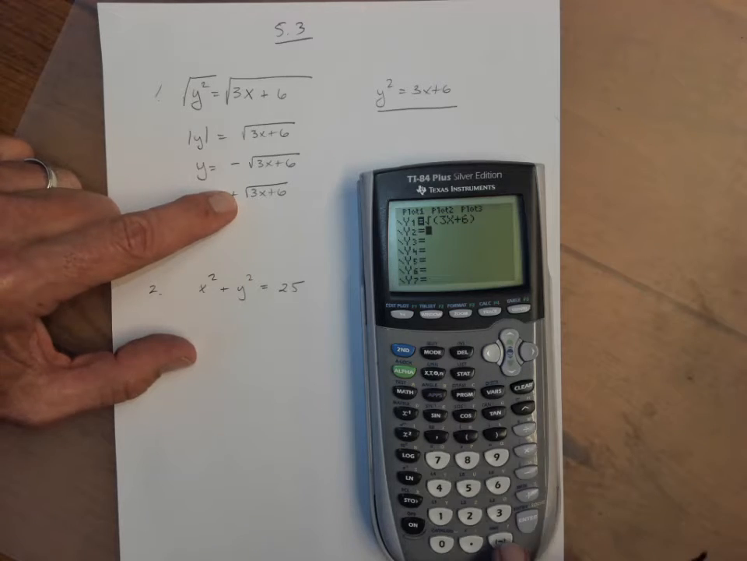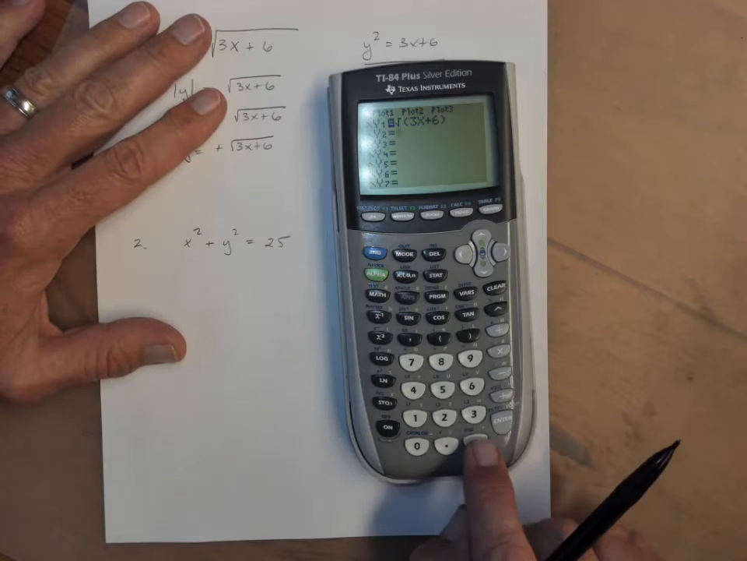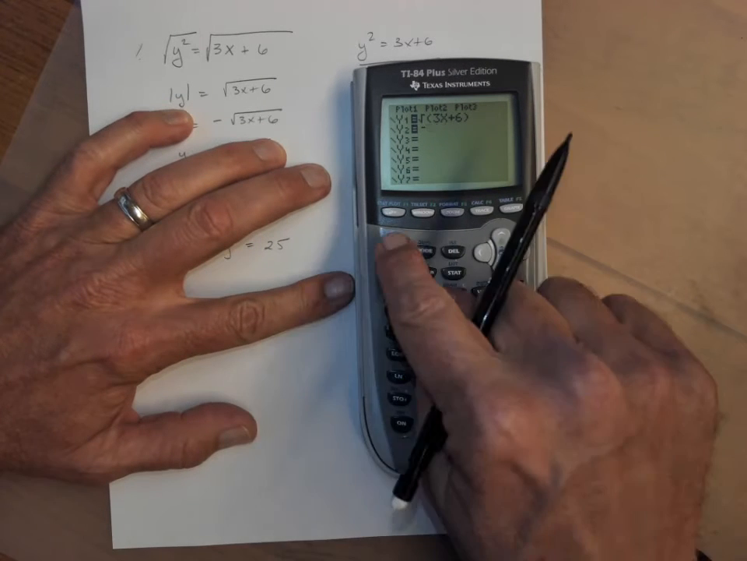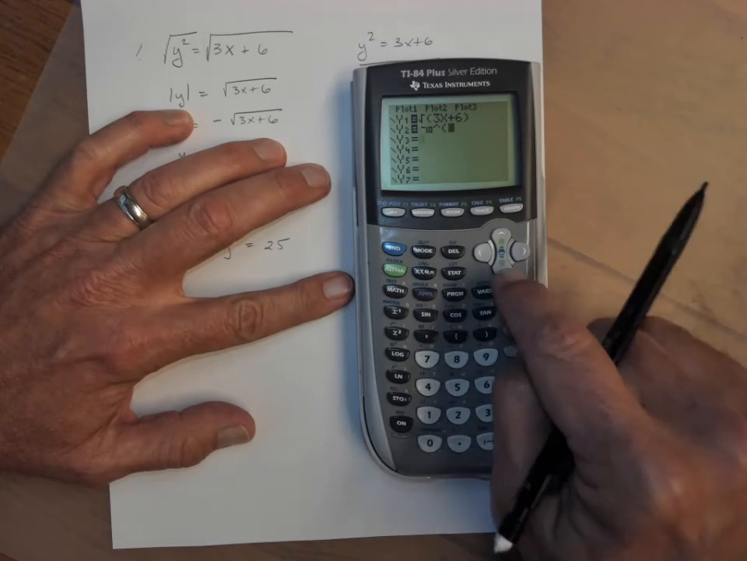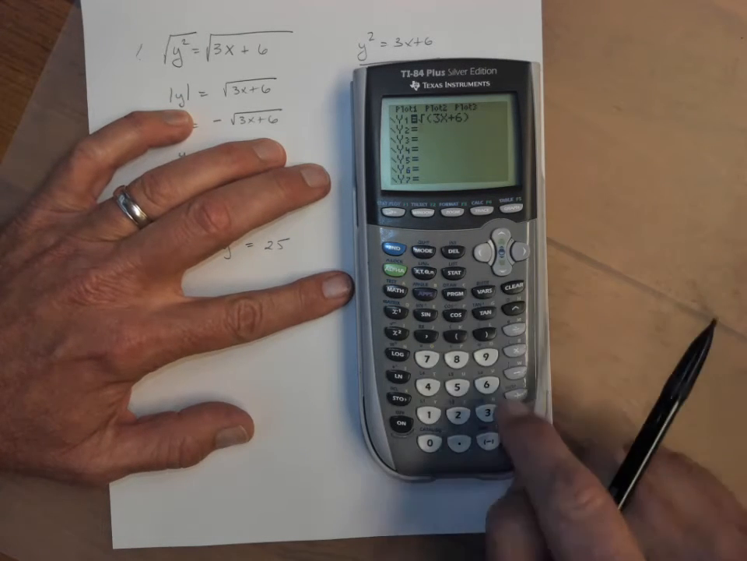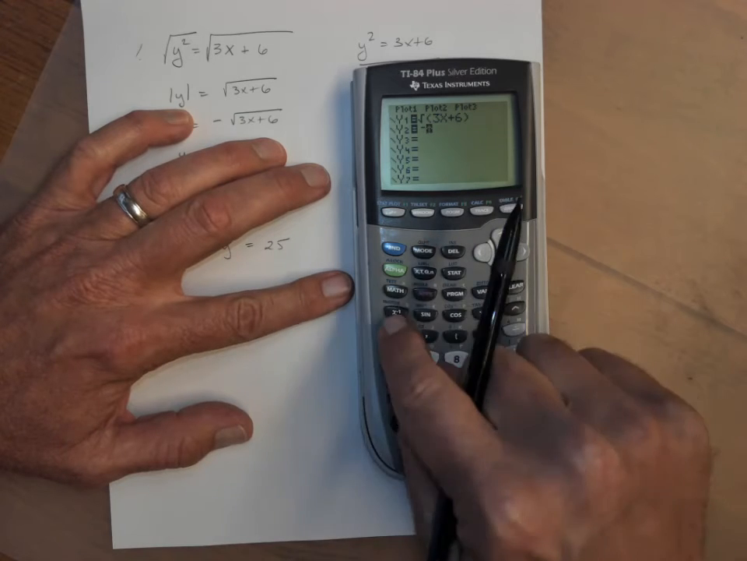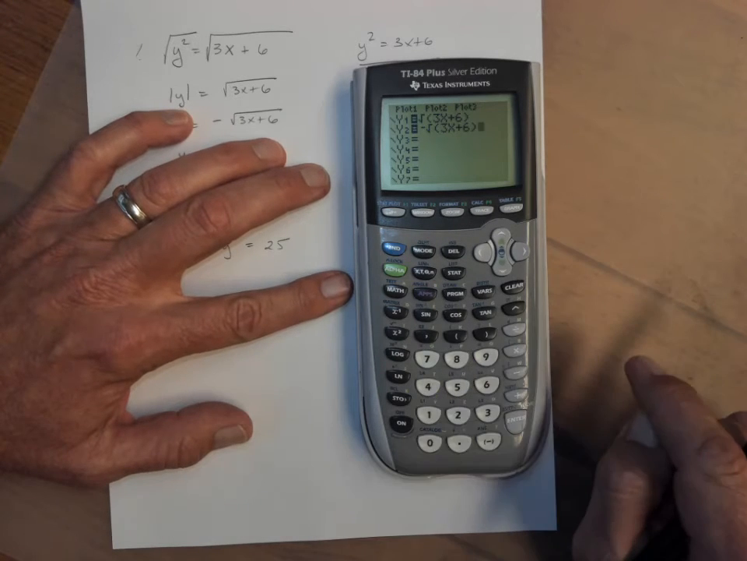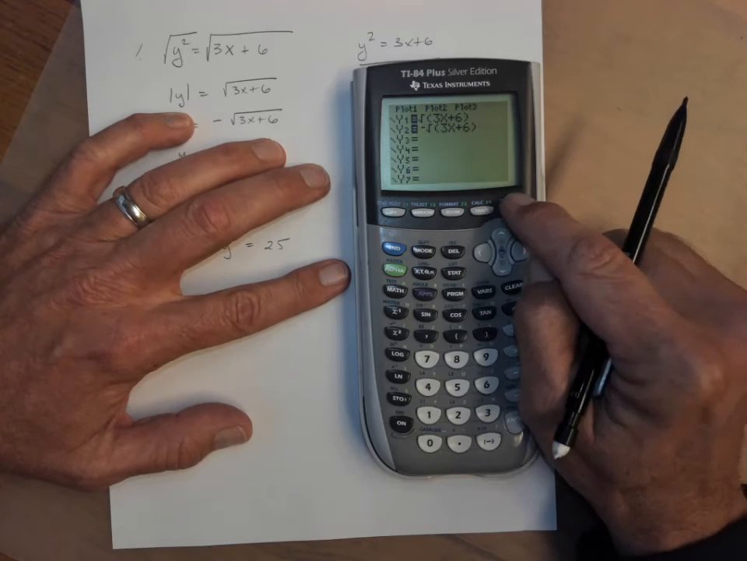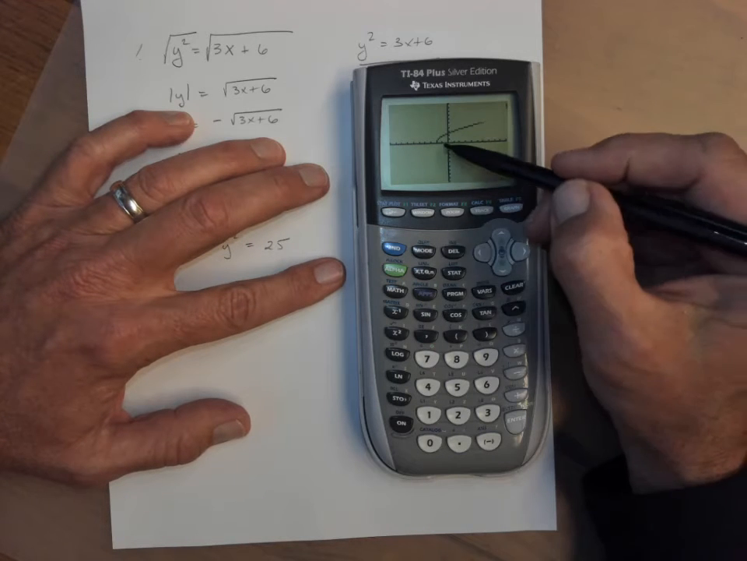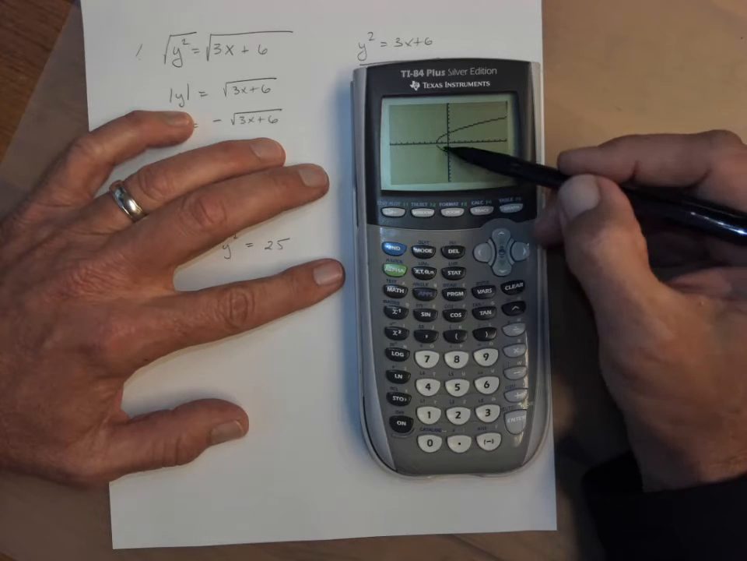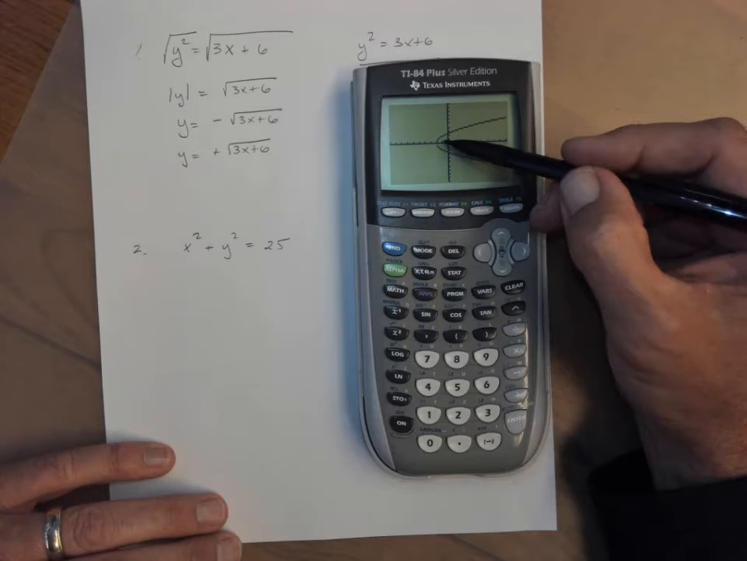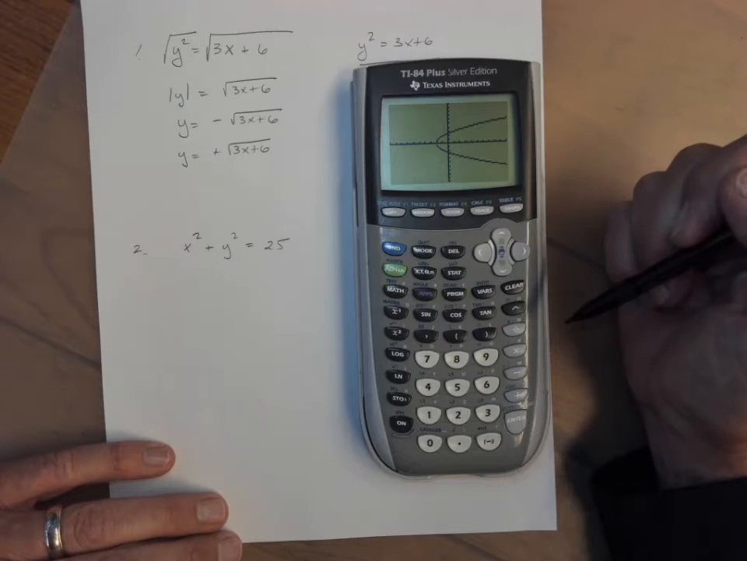Now the second one, down here, there's our negative, so we have to put in a negative. Then our square root, whoops, let me go back there. Negative, there's our square root, and then 3x plus 6, close our parentheses, and here's our graph. There is the first half, and there is the second half, the negative. And there's our vertex at -2, 0.